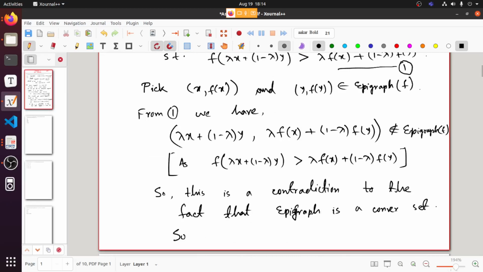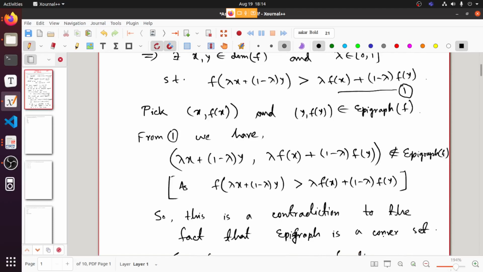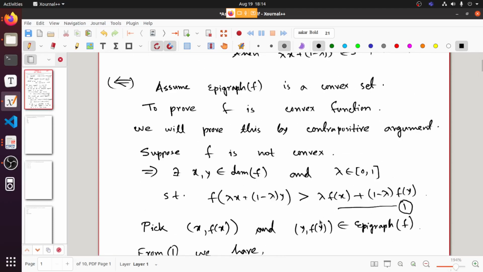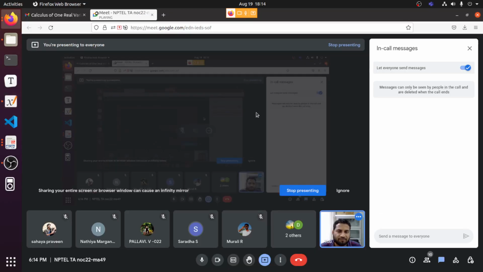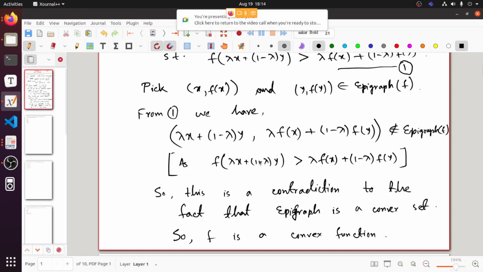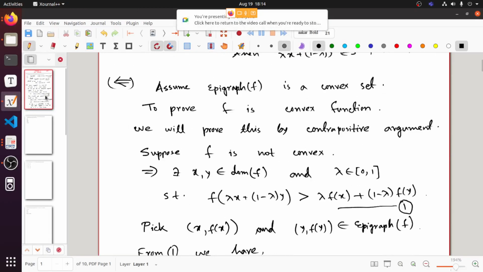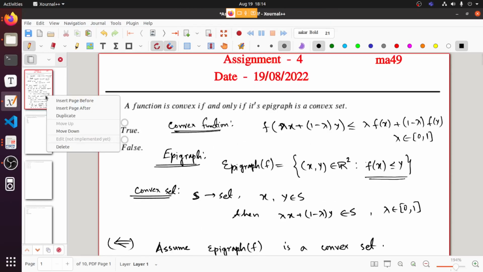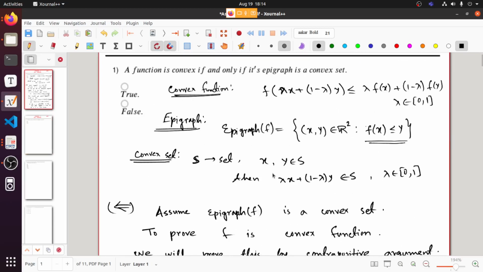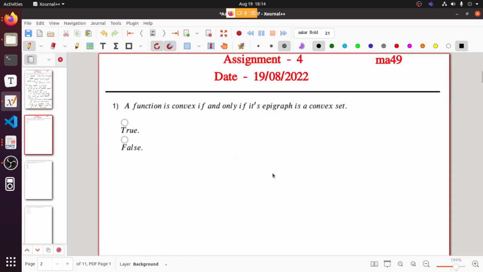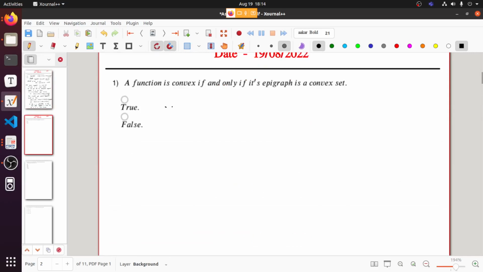So f is a convex function. So this proves the converse direction, right? Is this fine? This part? So now we have to prove the forward direction. So now we will prove this direction.